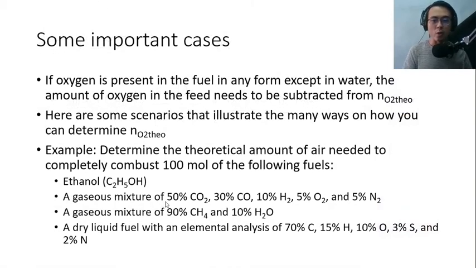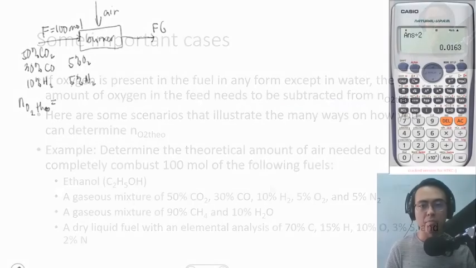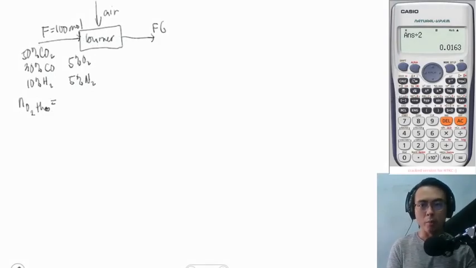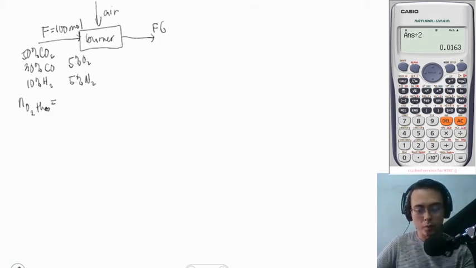A gaseous mixture of 50% CO2, 30% CO. So let me first list this. 50% CO2, 30% CO, 10% H2, 5% O2, and then 5% N2. Okay. Again, you're faced with the burner. You have 100 moles of your fuel. You're tasked to determine the O2 Theo. Now, you see that there is an oxygen in the fuel. So let's highlight that.